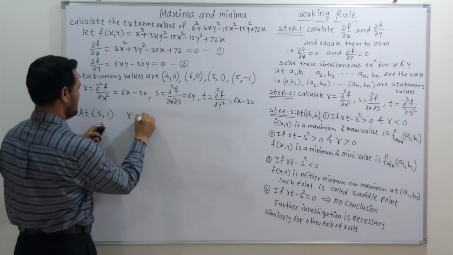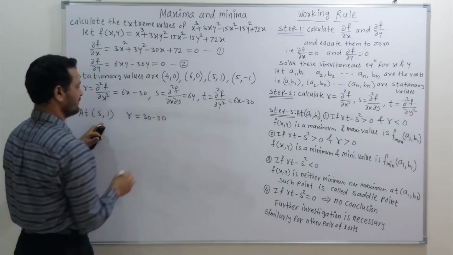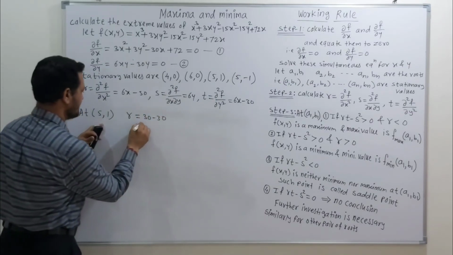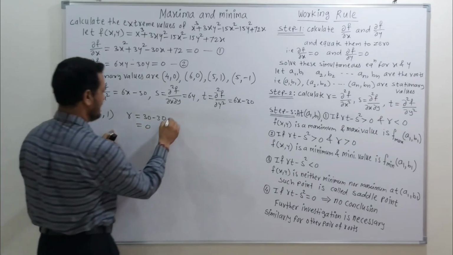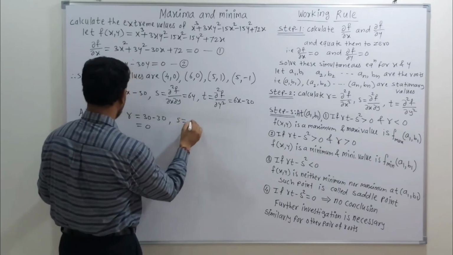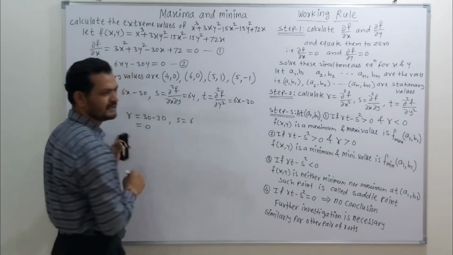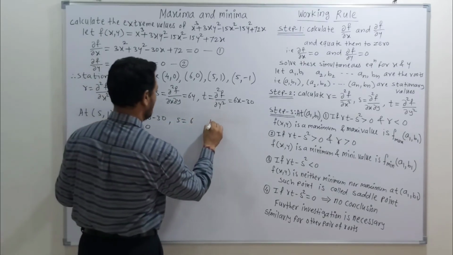So 6 5s are 30 minus 30. So that means this becomes 0. This becomes 0. Then calculate the value of s. So s is 6 into 1 is 6. Then calculate the value of t.